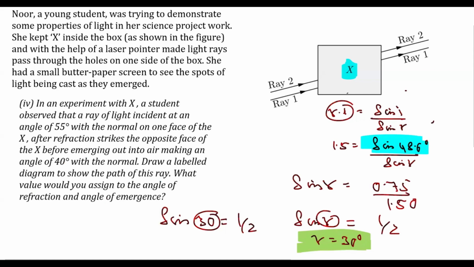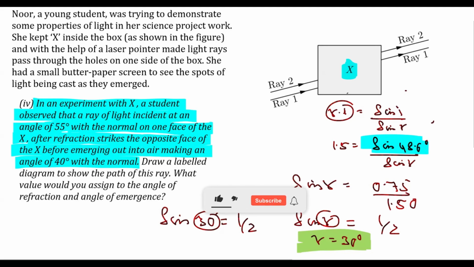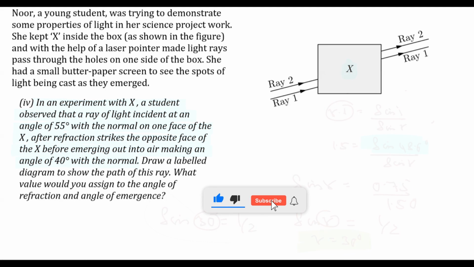What does it say is that in an experiment, the student observed the angle of incidence at 55 degree with the normal on one face of X, after refraction strikes the opposite face of X before emerging out in the air, making an angle of 40 degree with the normal. So we have to draw a labelled diagram showing the path. Okay, so the diagram is what we have.